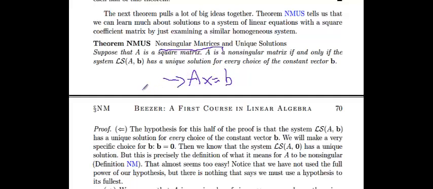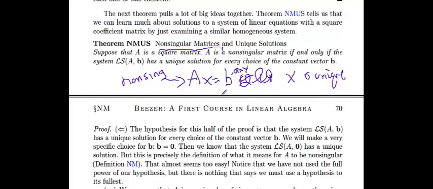if A is non-singular, then X is unique. There's only one solution for this system, no matter what B is. B can be anything, any vector at all. Okay, very interesting theorem.